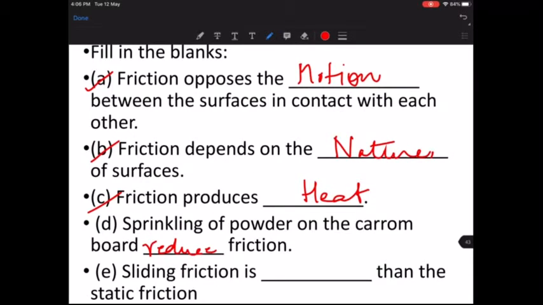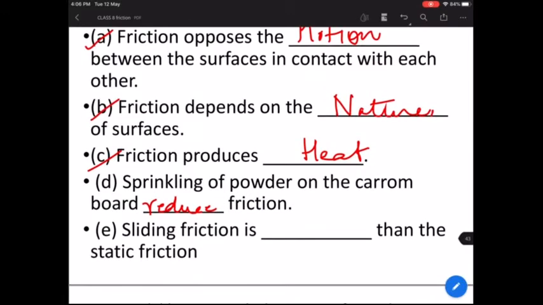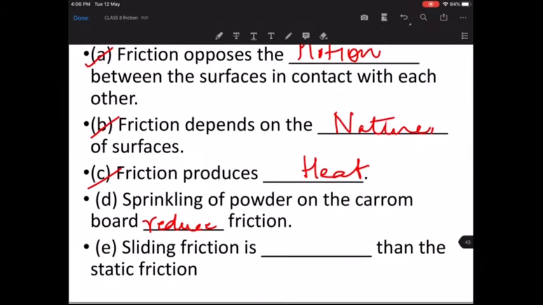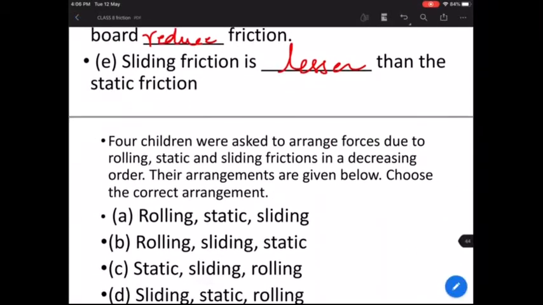Next is sliding friction is dash than the static friction. You all know that static friction, what happens? The two objects are in contact with each other and they are stationary. And when they are stationary, the irregularities are perfectly locked into each other. So that's why the static friction is more. So in this case, what should be the answer? Sliding friction is less than. Very good, very rightly said. It is lesser than the static friction.